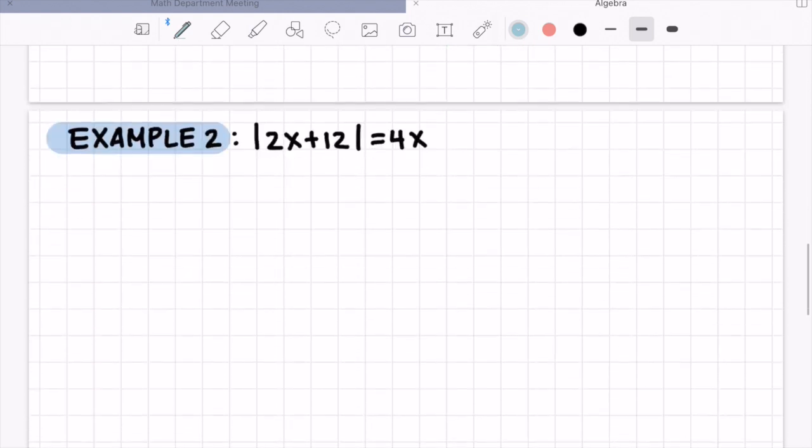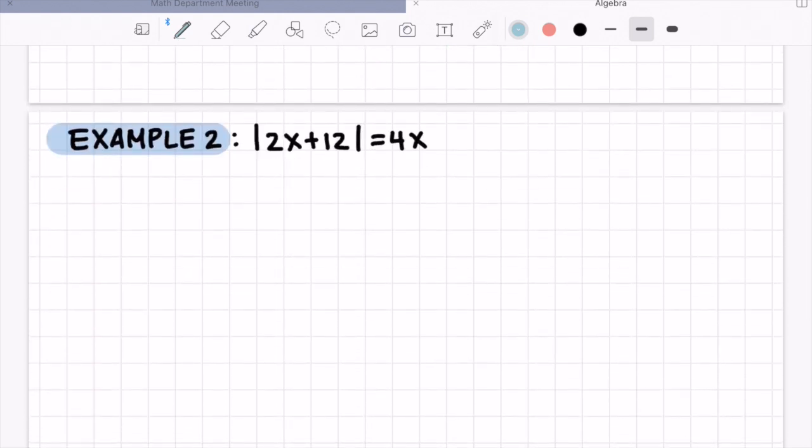Alright, let's try out example 2. So example 2, we have the absolute value of 2x plus 12 equals 4x. And what I want to do is see if there's anything that I need to isolate, if there's anything on the outside of the absolute values. I see none, so I'm going to move to the second step, which is to create my two equations.